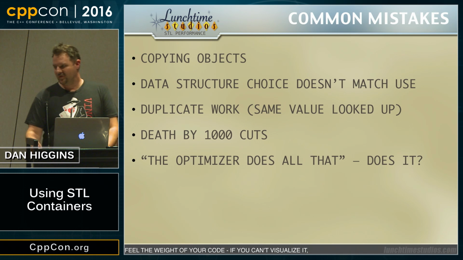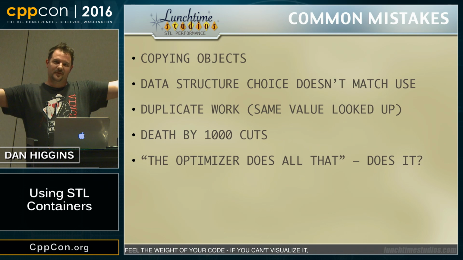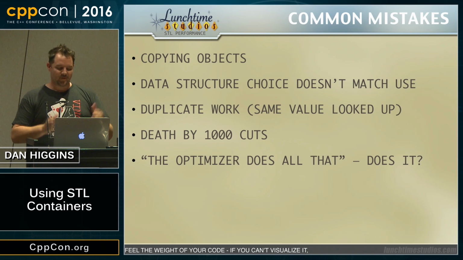Obviously, choosing the wrong data structure, we all know that from CS 101, that you need to choose one that matches. If you're going to iterate over something a lot, don't pick something that has memory scattered all over the place. Don't have a map or something like that. You need memory that's next to each other.